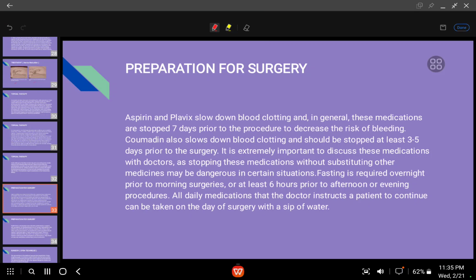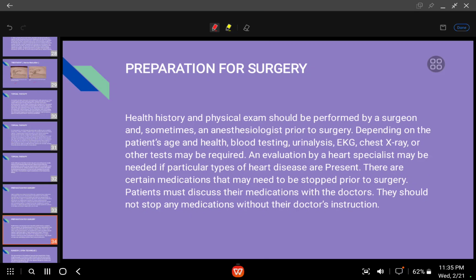Fasting is required overnight prior to morning surgeries, or at least 6 hours prior to afternoon or evening procedures. All daily medication that the doctor instructs the patient to continue can be taken on the day of the surgery with a sip of water.